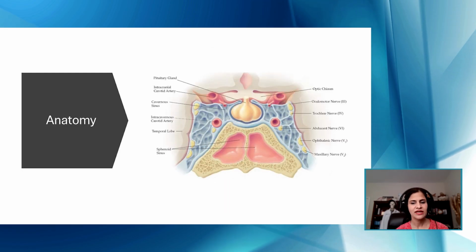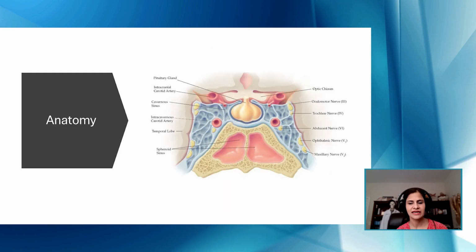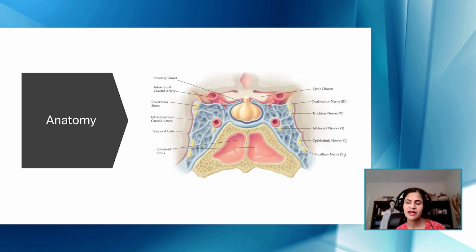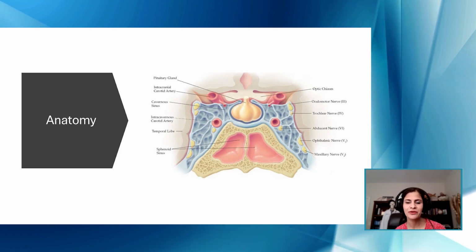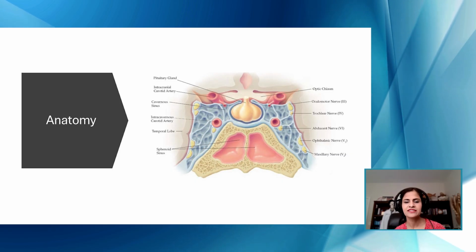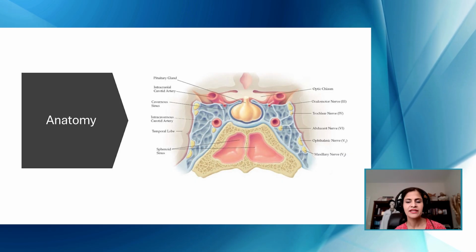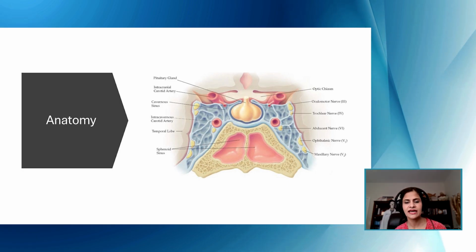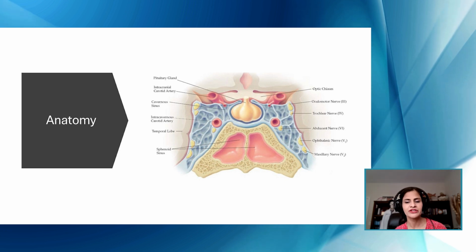Next slide. Here we have the anatomy of the gland. This is looking at this on a coronal section. And you can see here that the pituitary gland sits very well protected in the sella turcica. And right above it is the optic chiasm. And if you look out laterally, you can see the cavernous sinus. And further out from there, we have the exit of the cranial nerves.